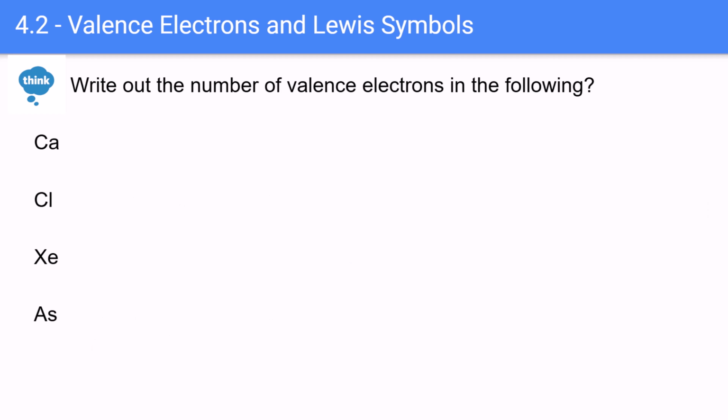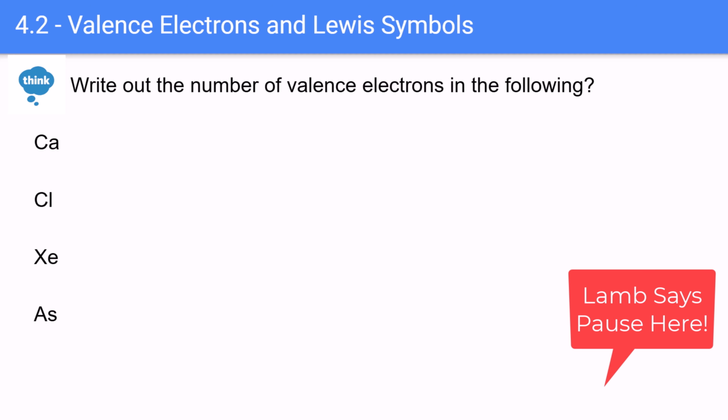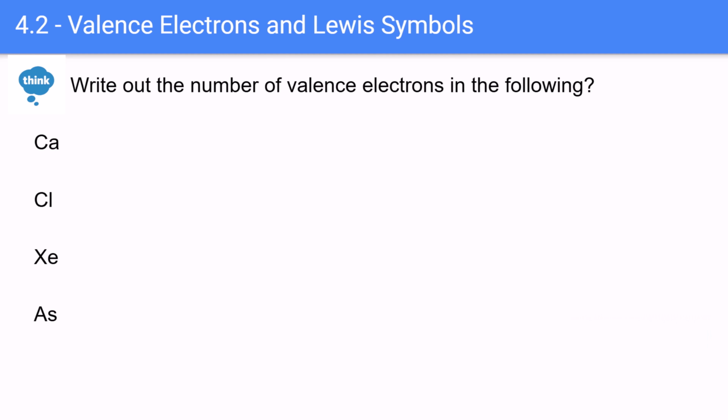So just as we discussed before, go ahead and pause the video, and all I want you to do is to write out the number of valence electrons that are present in the following. Take a moment and we will come back and discuss this here in just a moment. So simply put, all I'm asking you to do is to determine the number of valence electrons that are here, and to do that, we just need to figure out what group it's in.